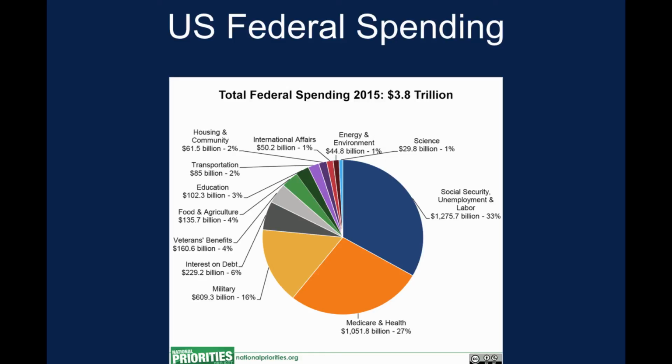Medicare and health, the second largest share with 27%, is actually both mandatory and discretionary, although discretionary only accounts for 6% of this amount. And look at transportation with only 2%. It actually is both mandatory and discretionary spending as well.